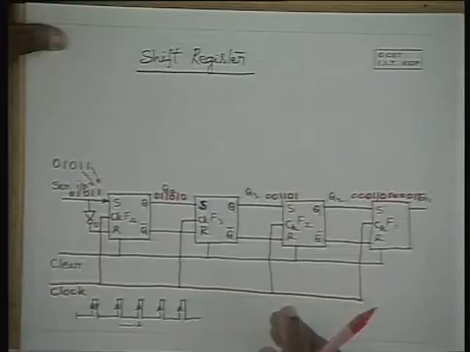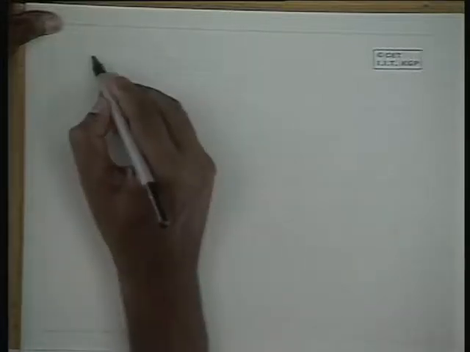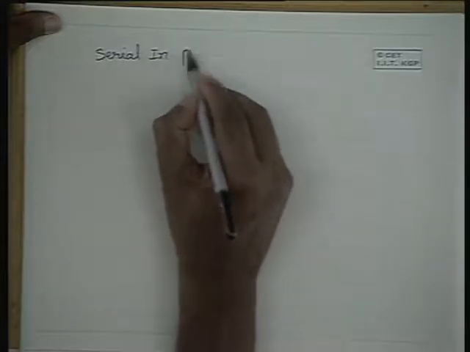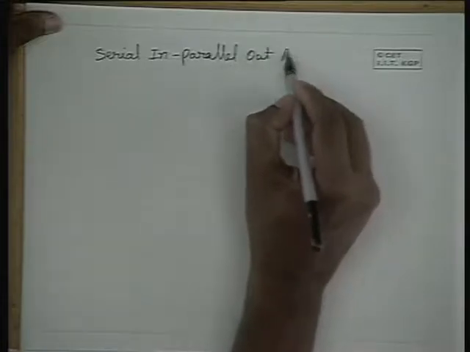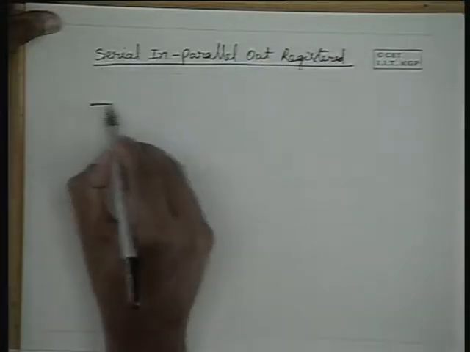Now, this shift register can be used as a serial in and parallel out register. Let us see how it works as a serial in parallel out register. A serial in parallel out register is one wherein you can send data serially.